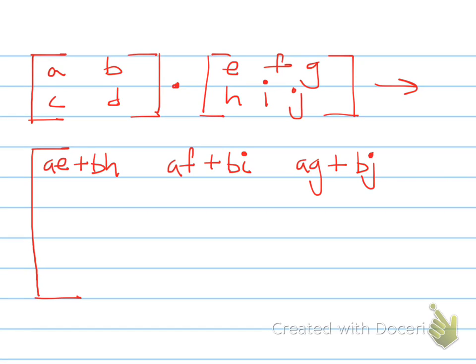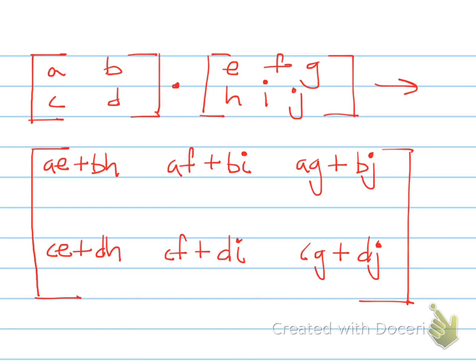Then we're going to do the same thing for the second row of the first matrix. We're going to take the second row of the first matrix, multiply it by each column in the second matrix. When I multiply the second row by the first column of the second matrix, I get C times E plus D times H. And then when I multiply the second row of the first matrix by the second column of the second matrix, I get C times F plus D times I. And then lastly, multiplying the second row of the first matrix by the third column of the second matrix, I get C times G plus D times J.